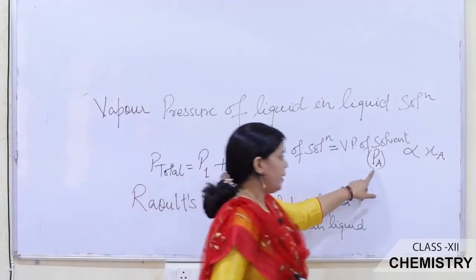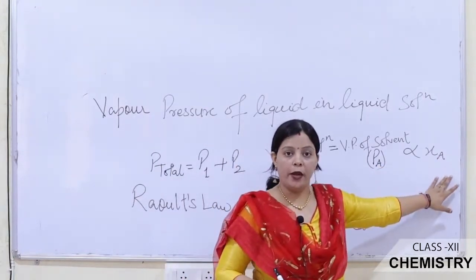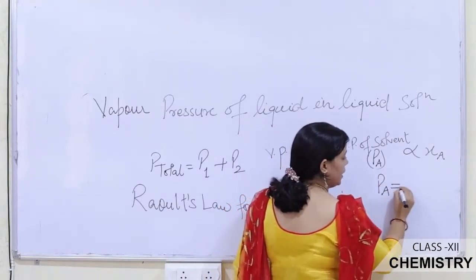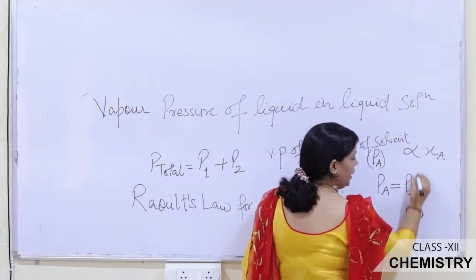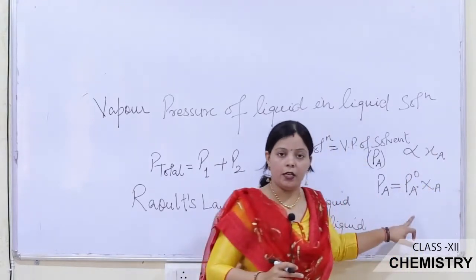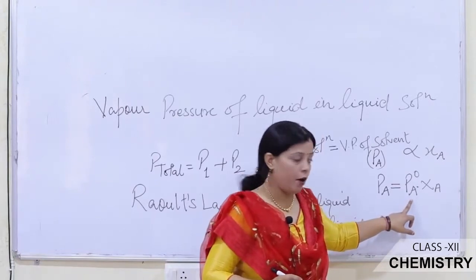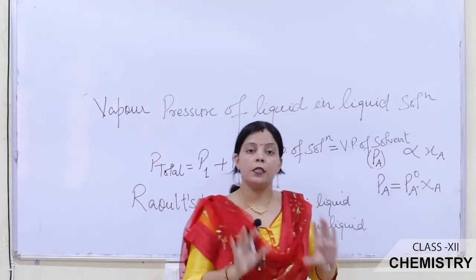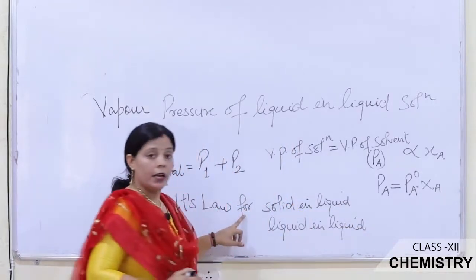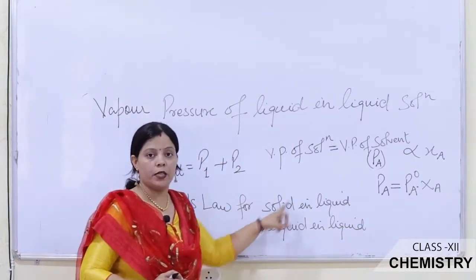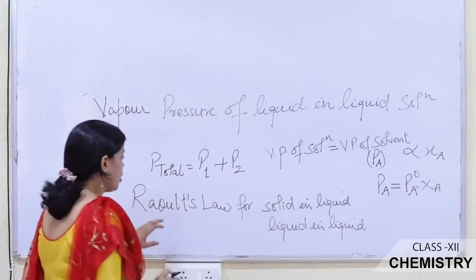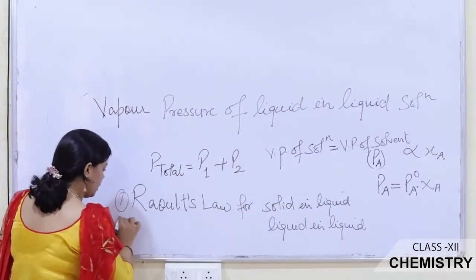That is, Pa is directly proportional to Xa, and when we remove the proportionality, a constant is added, that is, Pa = Pa naught Xa. Pa naught is the vapor pressure of the component in its pure state. This is Raoult's law for a solution in which a non-volatile solute is dissolved in a liquid solvent. This is the first condition.